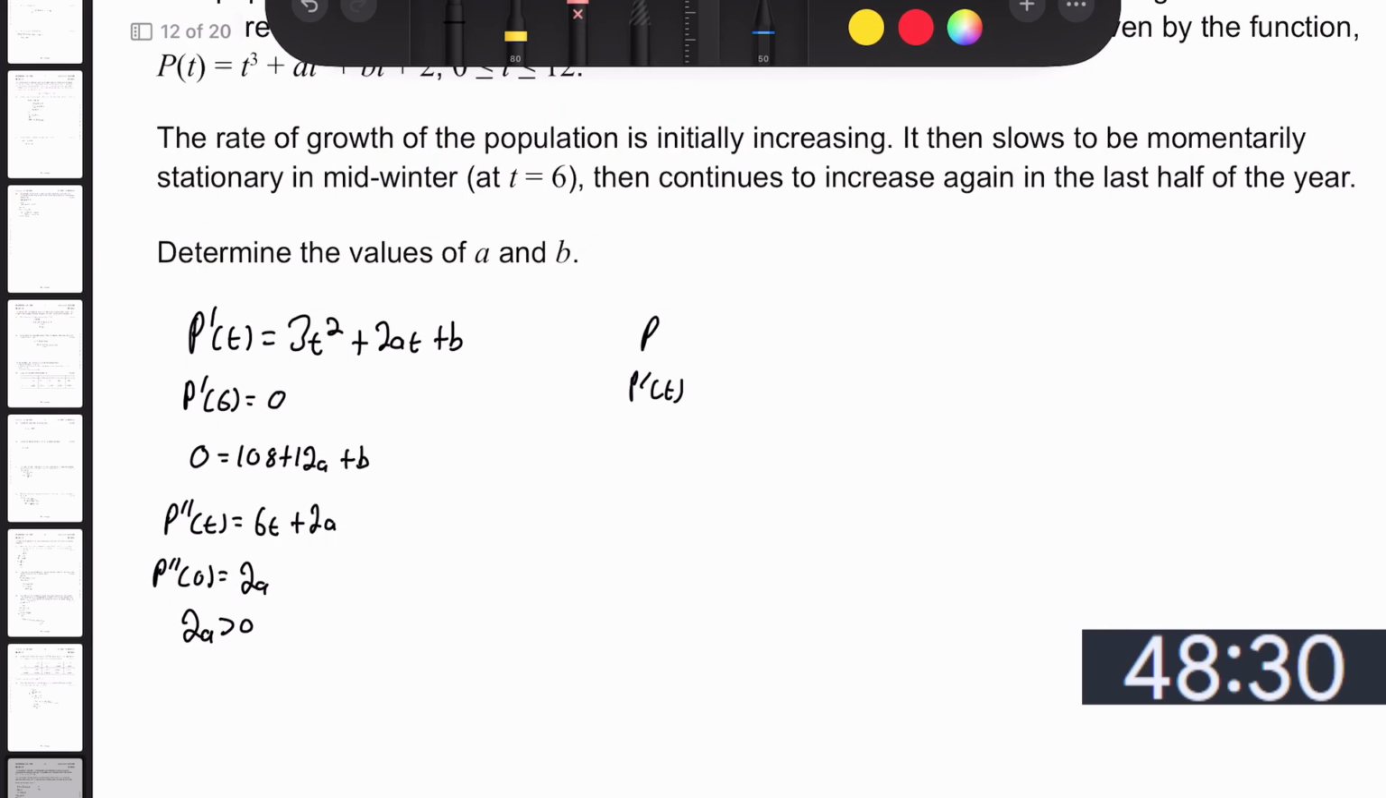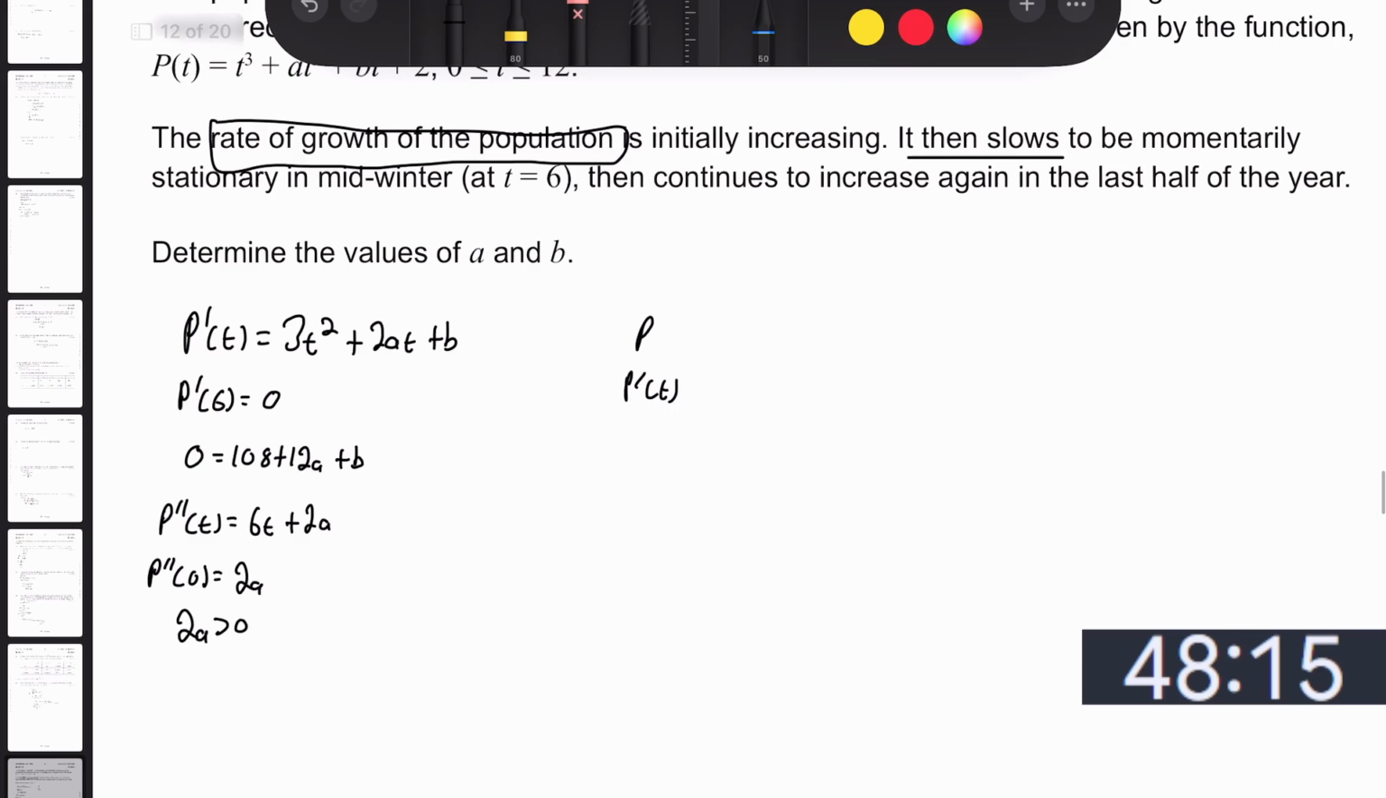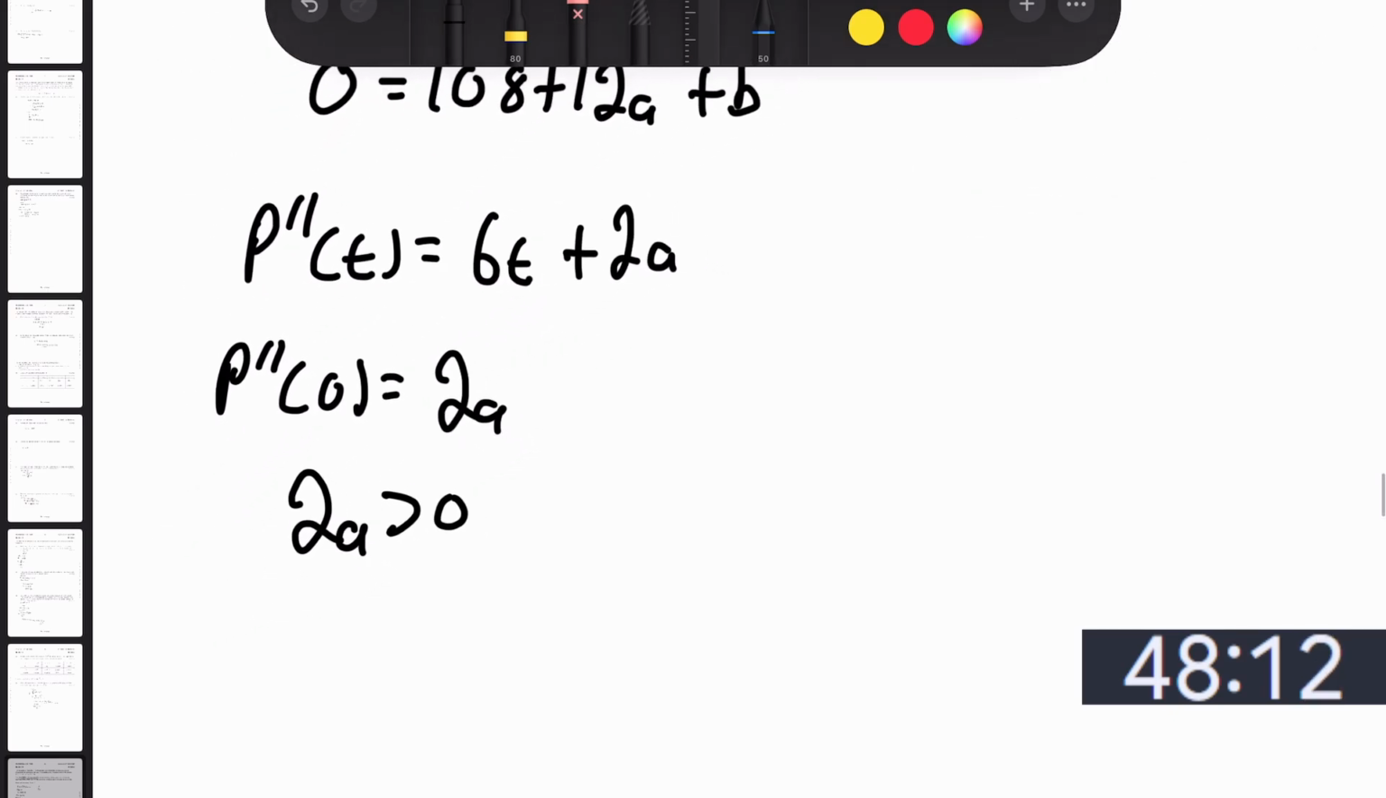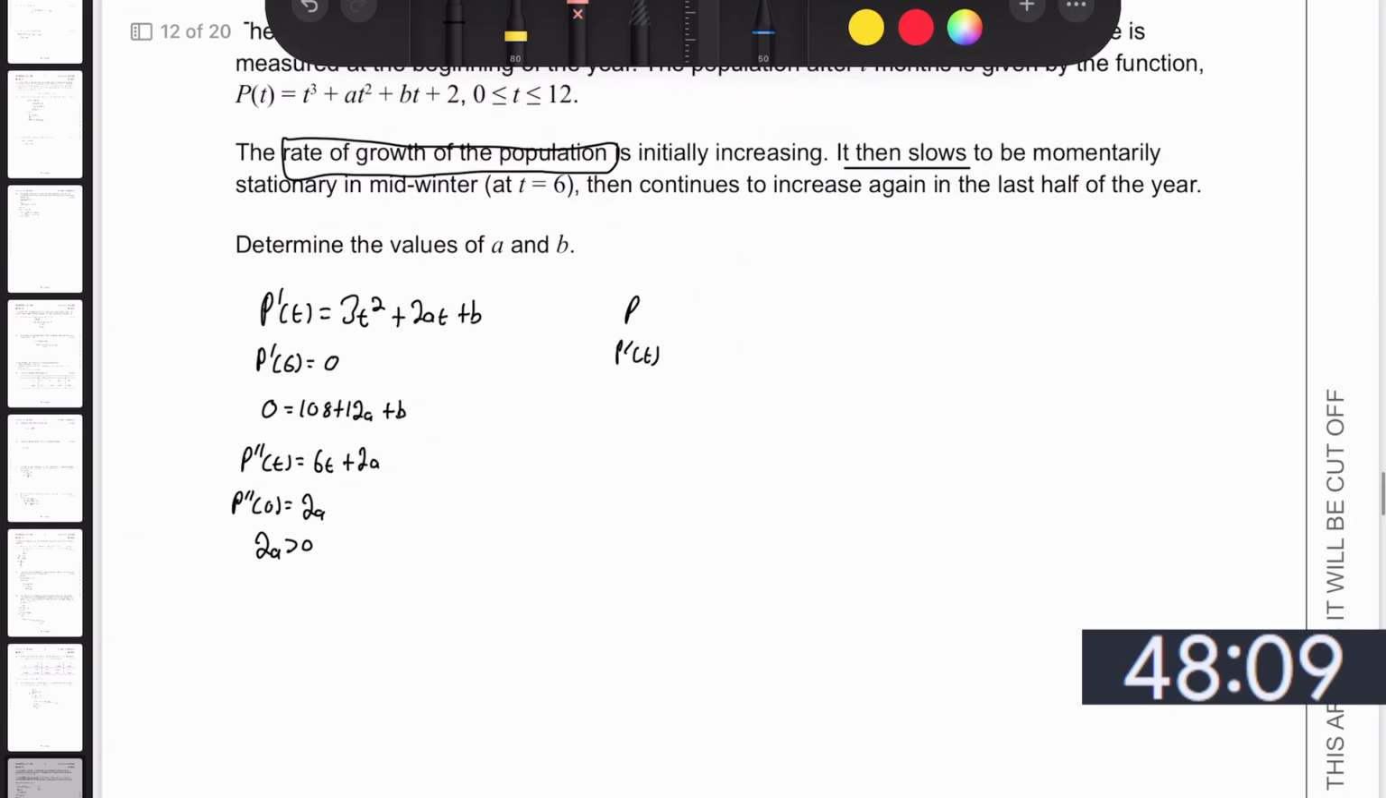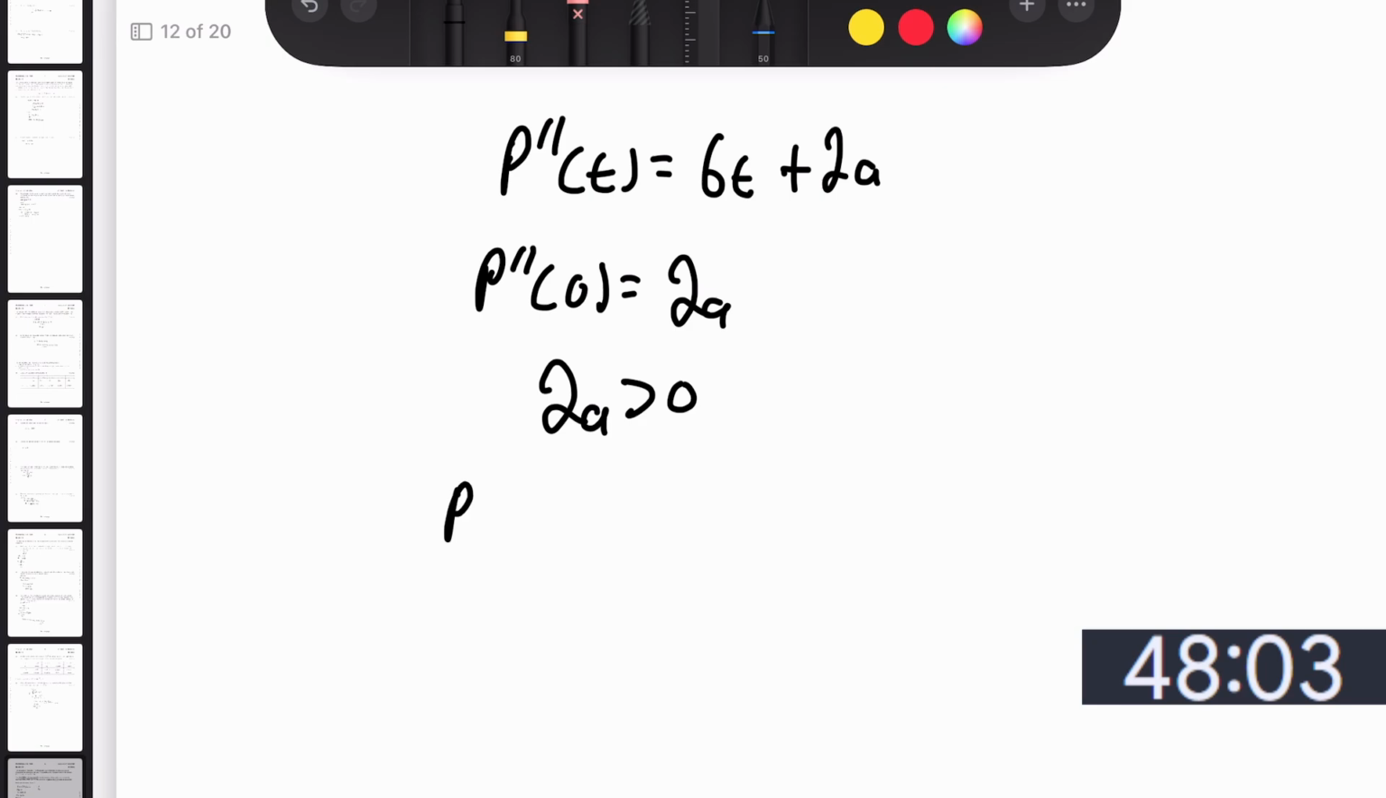It then slows. What is it? The rate of growth of population. Be momentarily stationary in midwinter and continues to increase again in the last half of the year. Continues to increase again in the last half of the year. So let's say p dash dash of 6 is equal to 36 plus 2a.